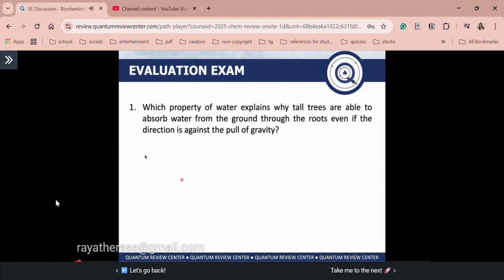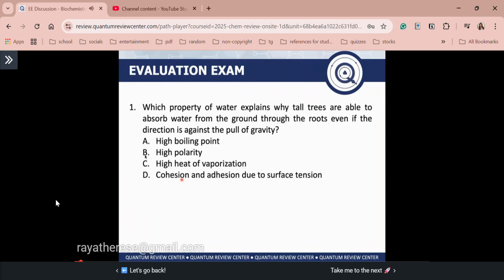Alright class, our first item is under water properties, right? For item 1, which property of water explains why tall trees are able to absorb water from the ground through the roots, even if the direction is against the pull of gravity? Let's check the choices. Letter A, is it high boiling point? Class, I do hope this is not your answer, because boiling point allows your water to be in the liquid state, okay?